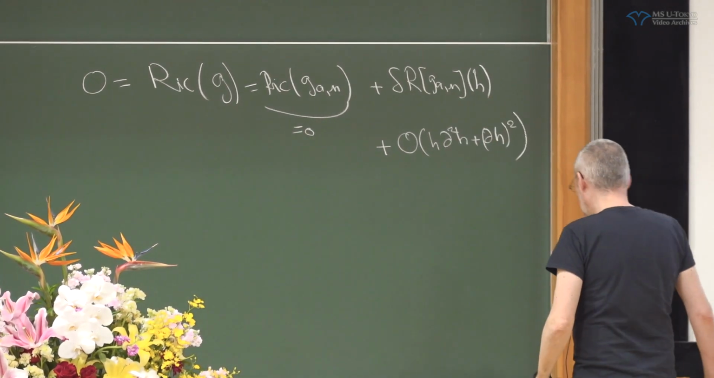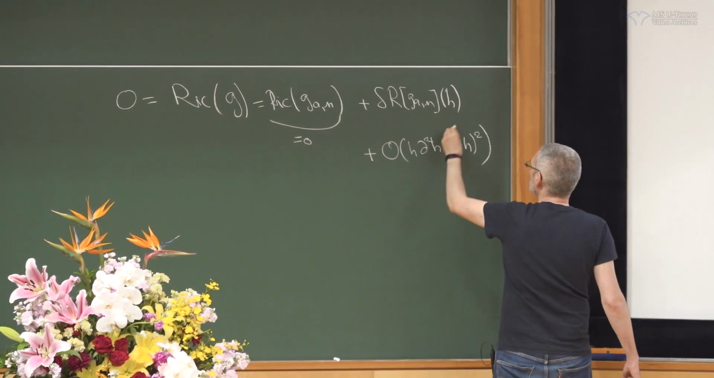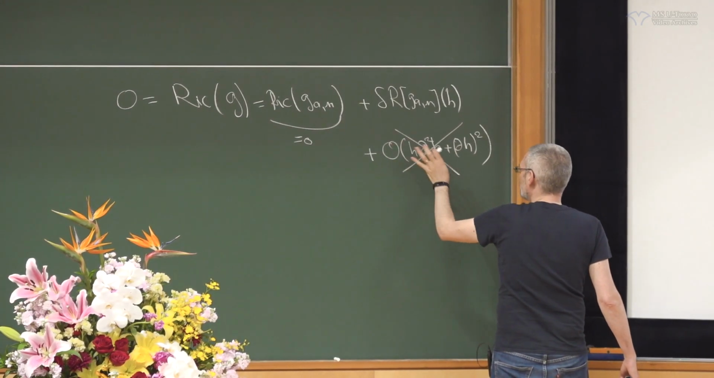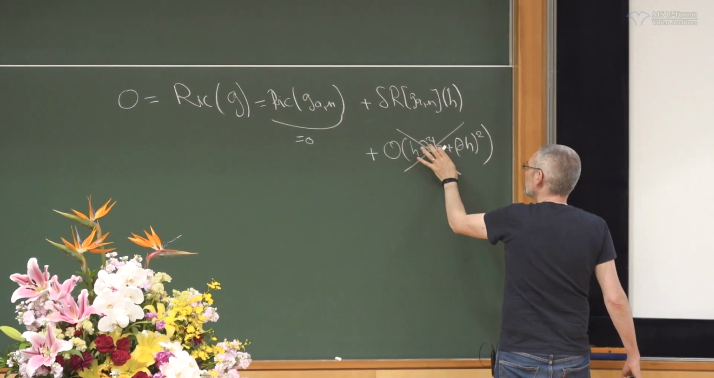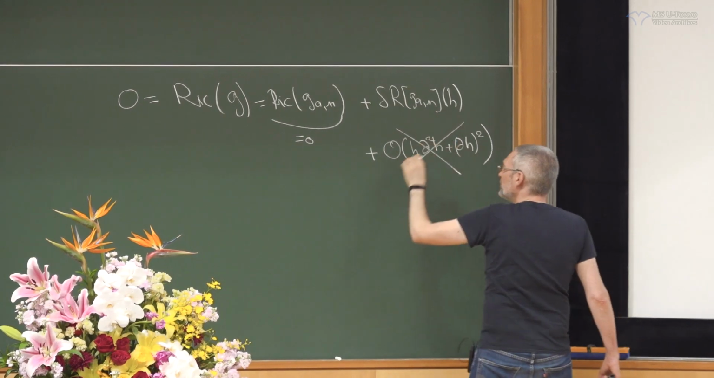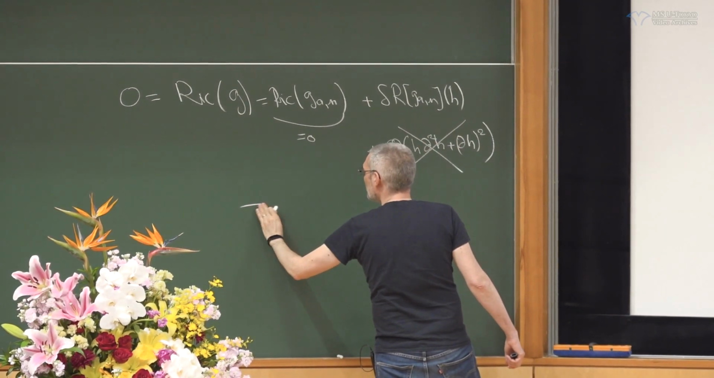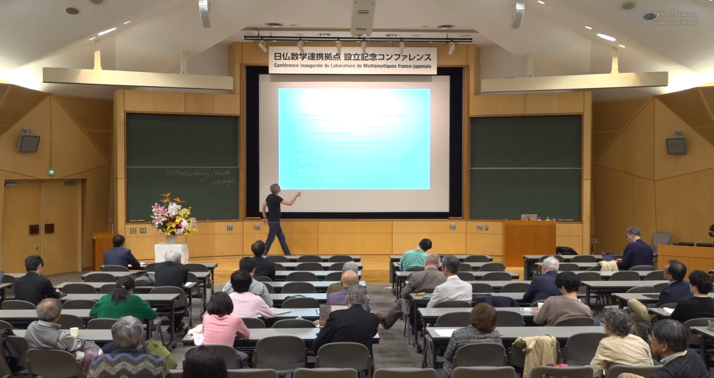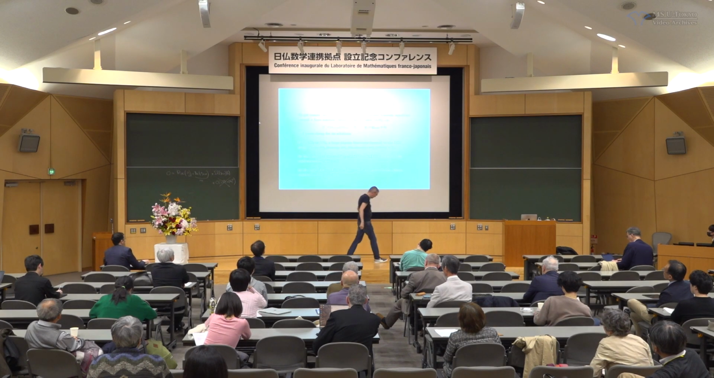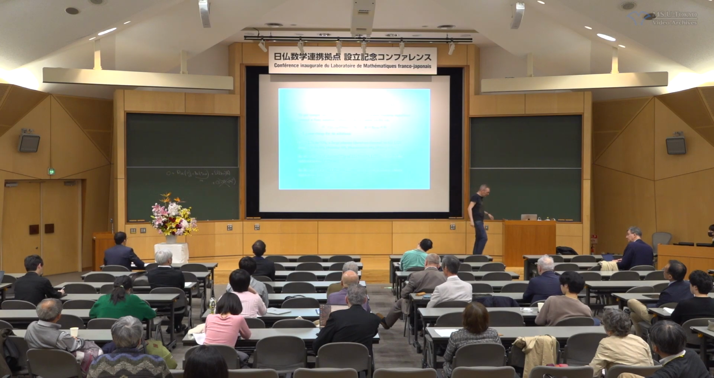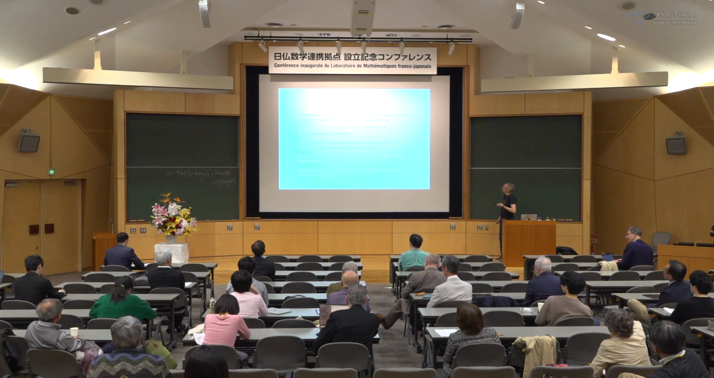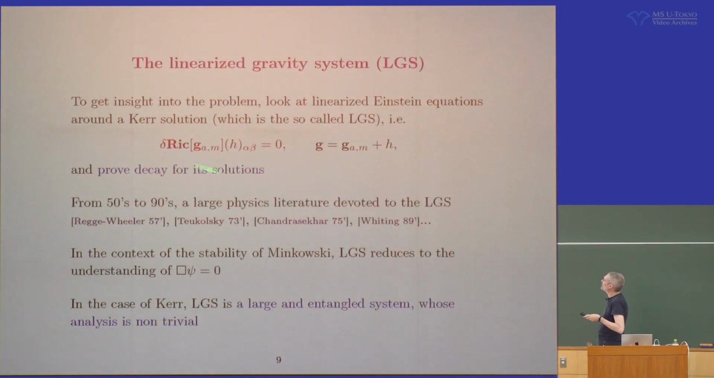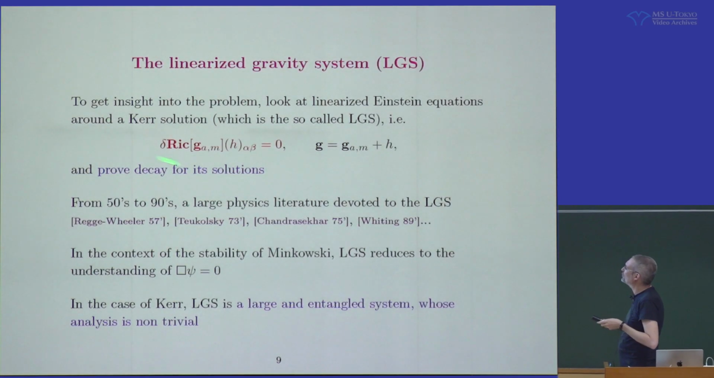So the simplest problem is simply to suppress these higher order terms, which, of course, is a very important part of your problem, and to just look at the linearized model problem, which is the one written on top of my slide. In other words, I just keep the first order perturbation. Okay, so this is called the linearized gravity system. In other words, it's just the linearized equation around Kerr.